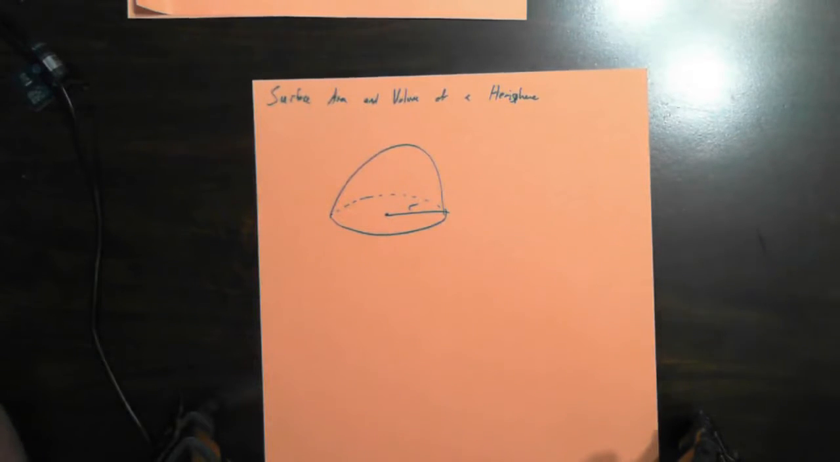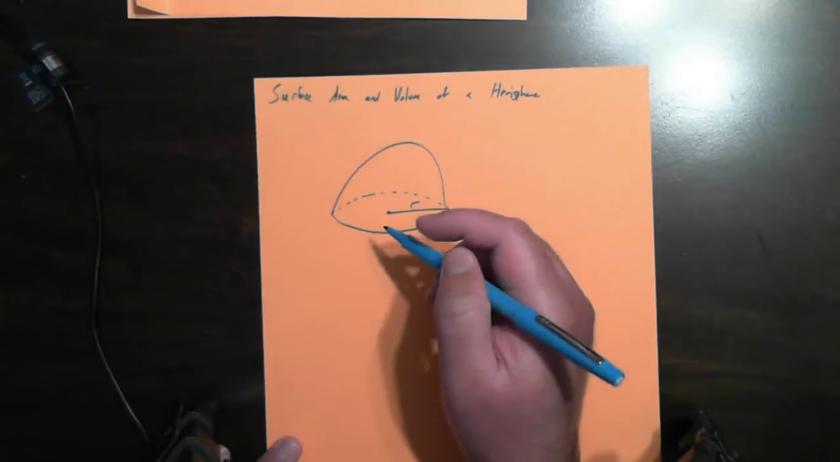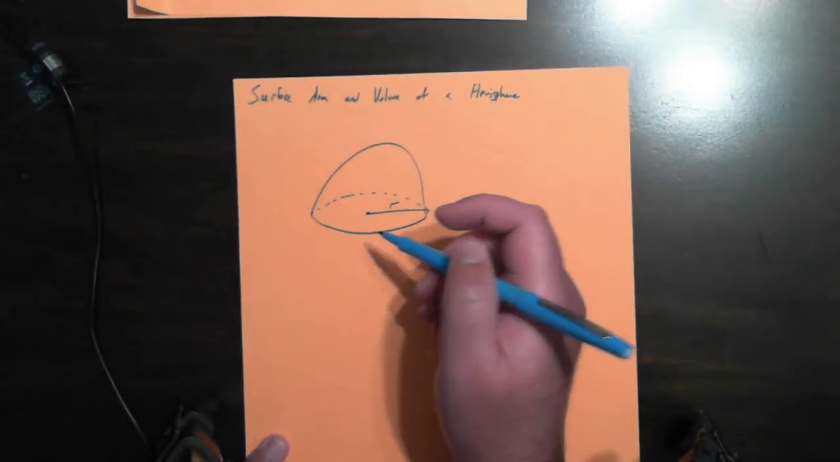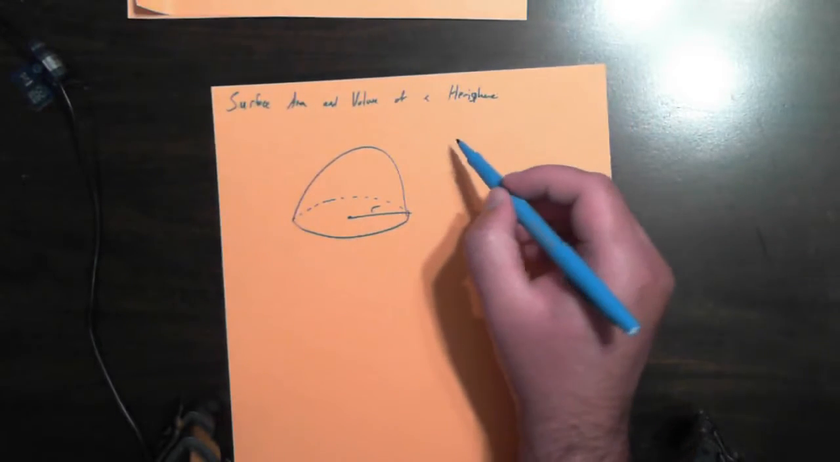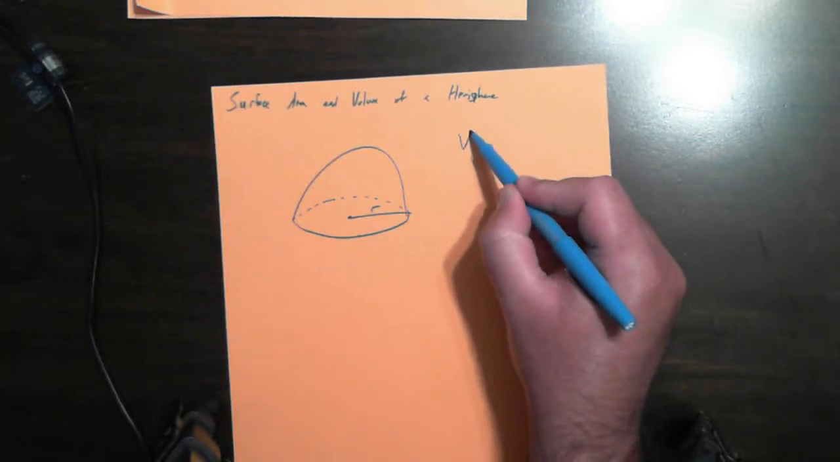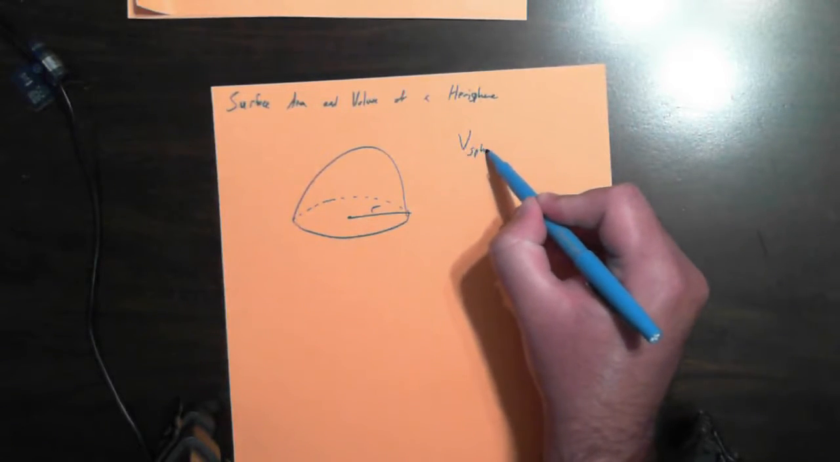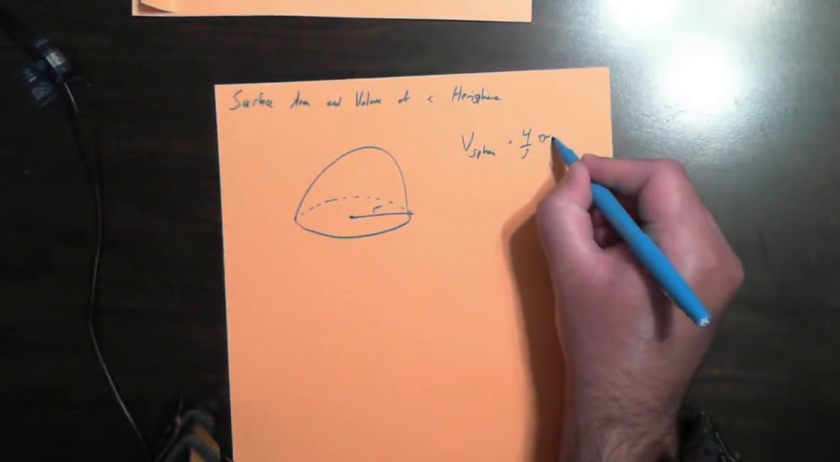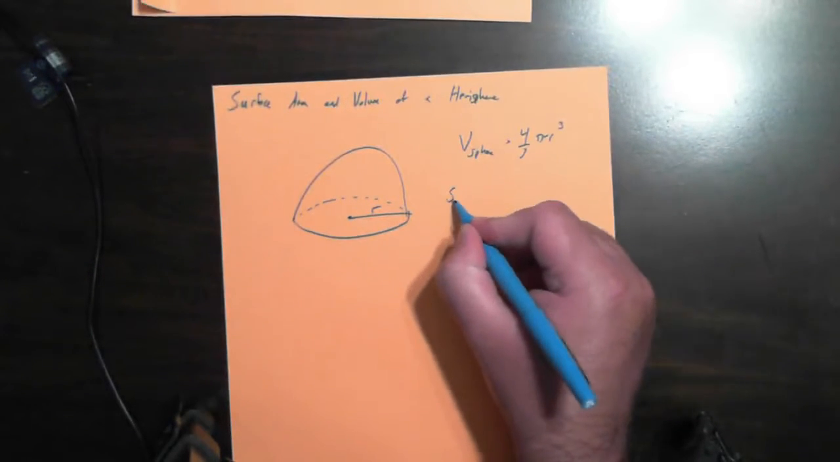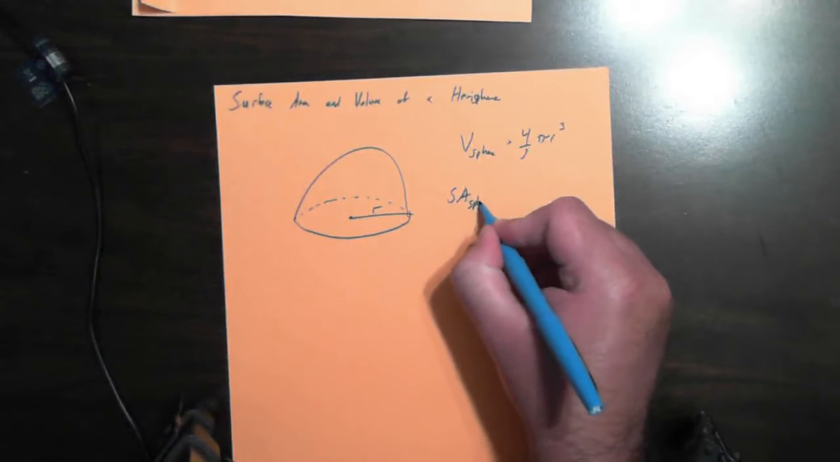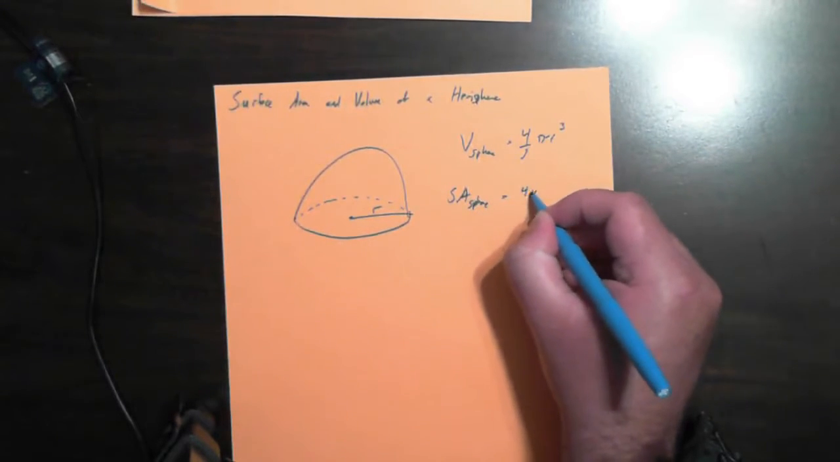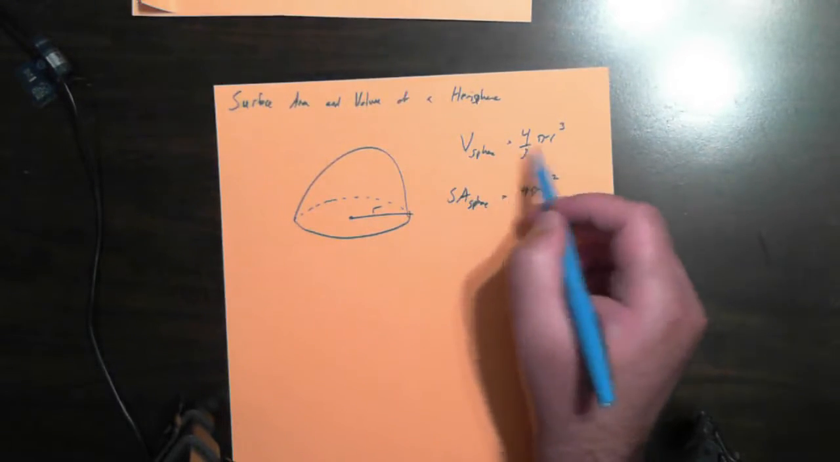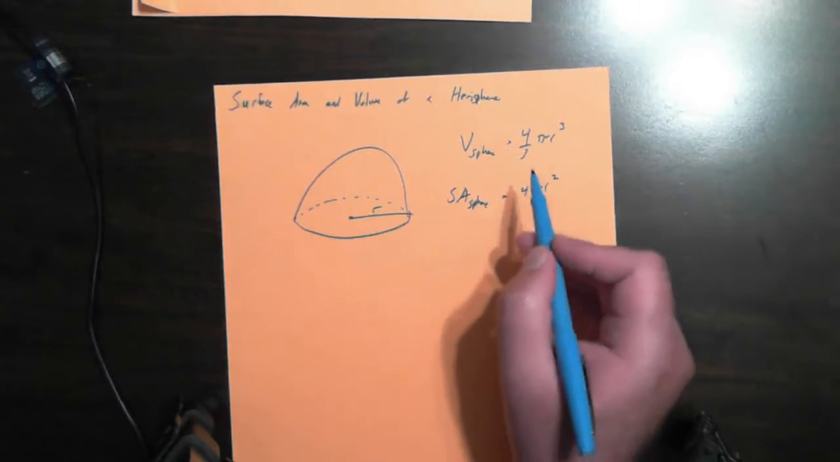So here we are, we're going to look at how to find the formulas for the surface area and the volume of a hemisphere. In order to do this, we are going to use the already known formulas for a full sphere. So we do know that the volume of a full sphere is 4 over 3 times pi r cubed, and the surface area of a full sphere is 4 pi r squared.